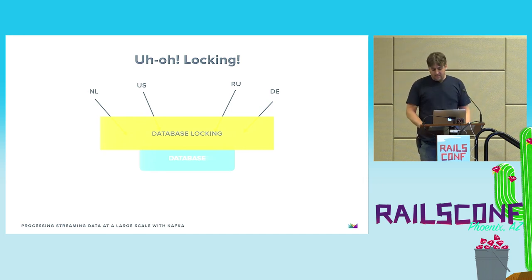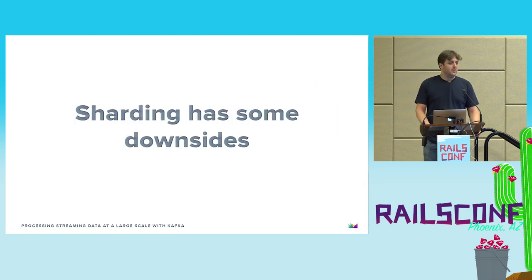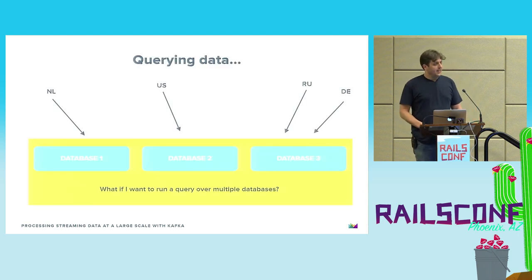So one thing you can do next is sharding the data. So you basically put all the Dutch visitors in database one, you put the US ones in number two, and you can kind of just scale it out by just grouping the data on some kind of axis and just put it in different database clusters. But this has some downsides. So what happens is that if you want to query this data and you want to get an overview of everything that's in there, you might have to end up querying different database clusters and manually merging all this stuff, which can get really slow and complicated.